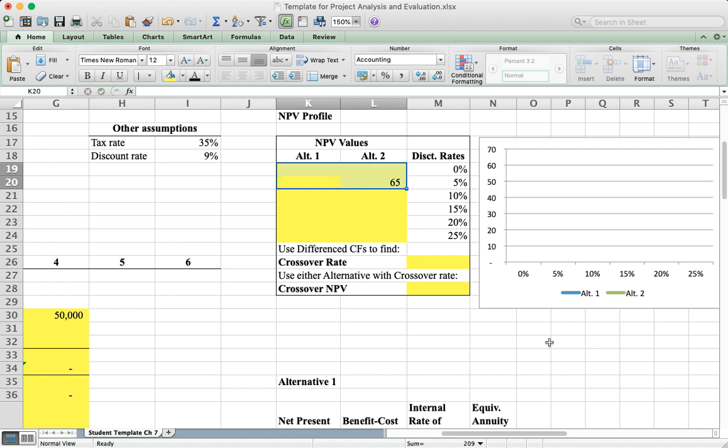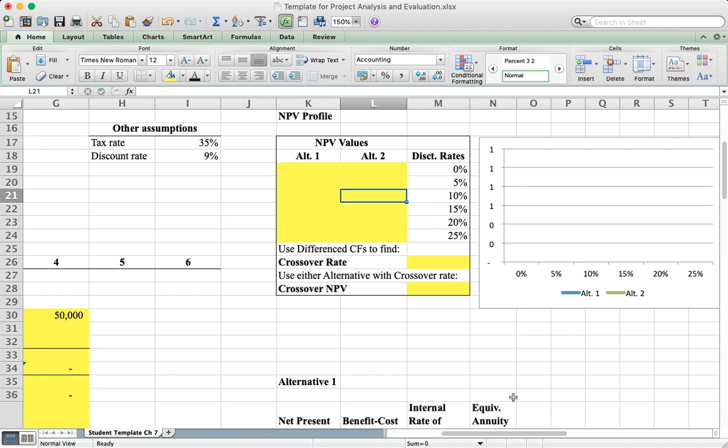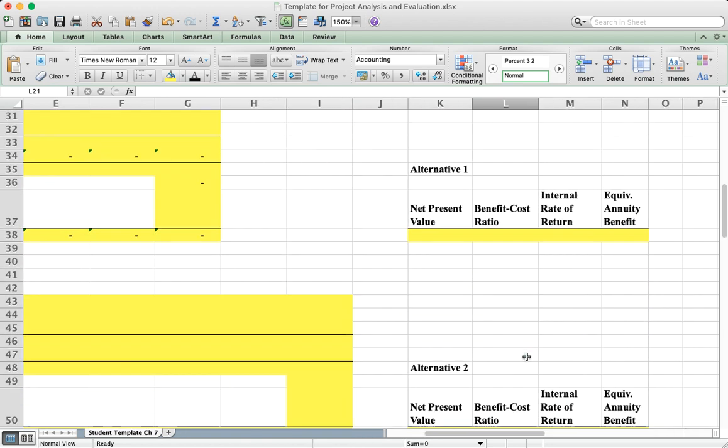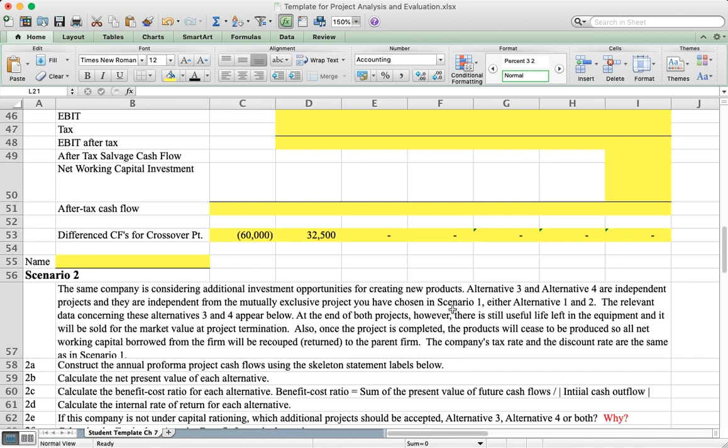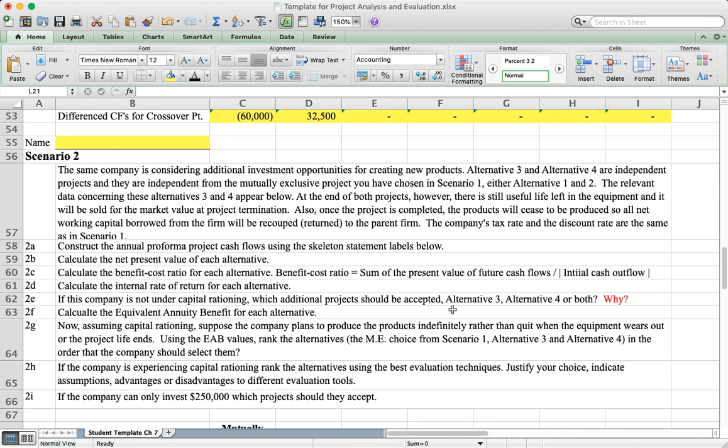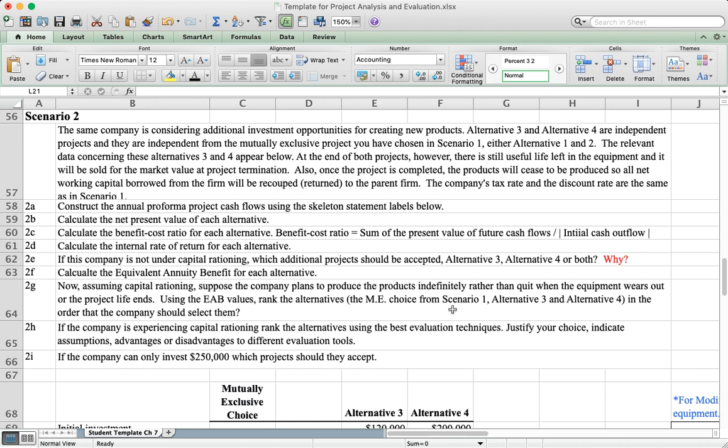Okay, so next, for alternatives 1 and 2 are the net present value, benefit cost ratio, internal rate of return, and the equivalent annuity benefit. I'm going to go through these in an example as well. That'll be in the next video taping. And scenario 2, I just briefly want to walk through this.